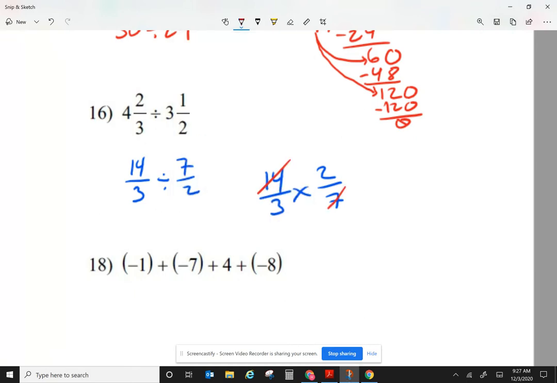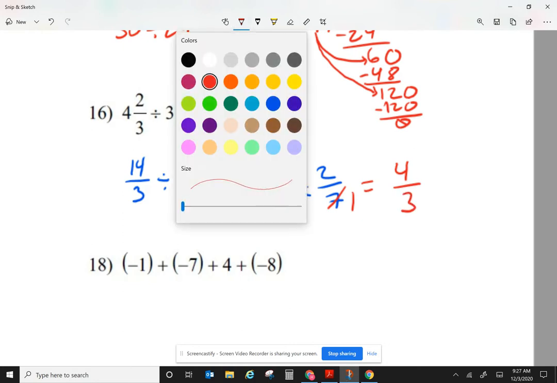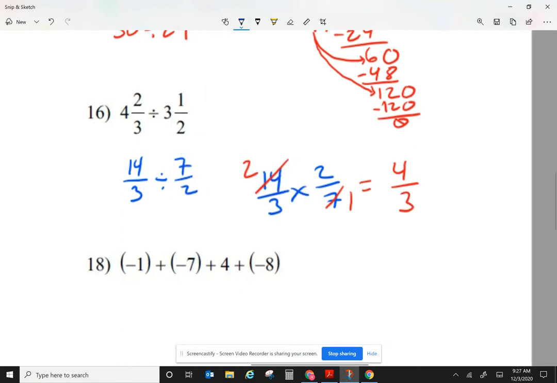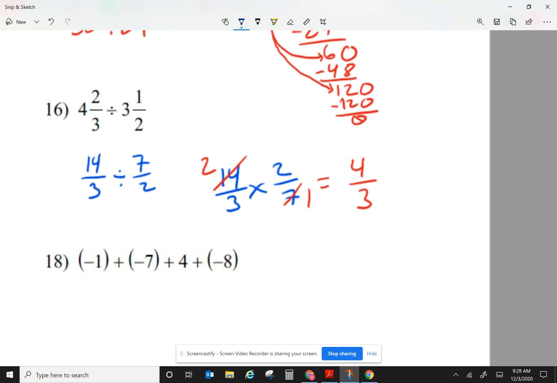Now, 7 and 14 I can simplify. I'm going to divide each by 7. 14 divided by 7 is 2. 7 divided by 7 is 1. When I multiply my numbers on the top, I have a 4. When I multiply my numbers at the bottom, I have a 3. Because my number at the bottom is smaller, right? The big number is on top.